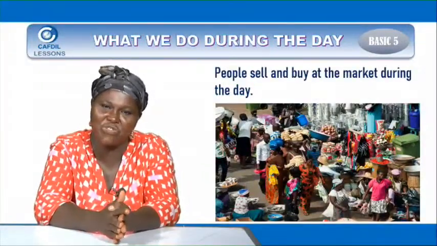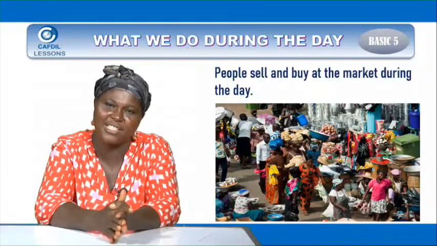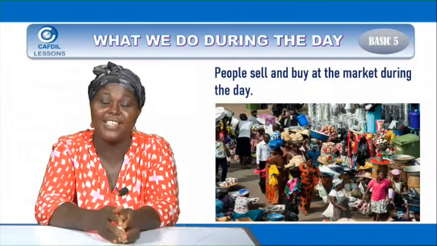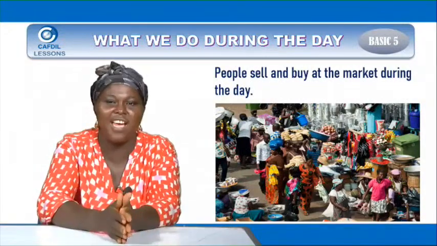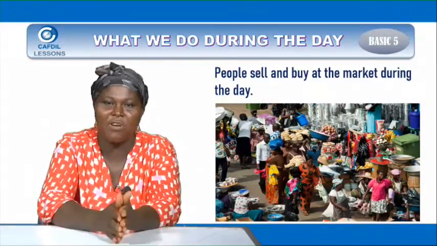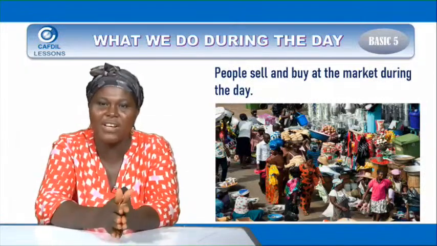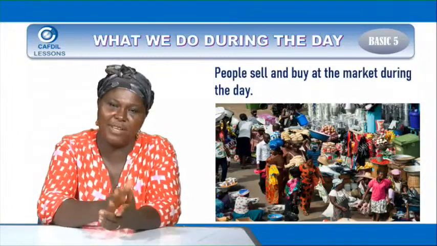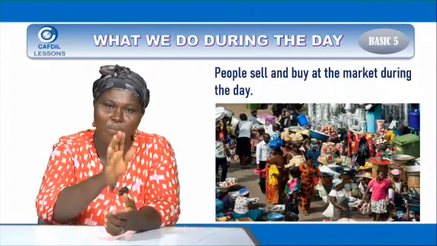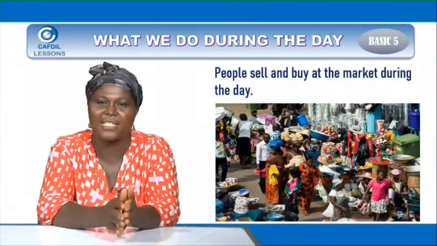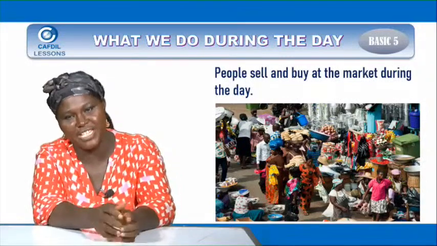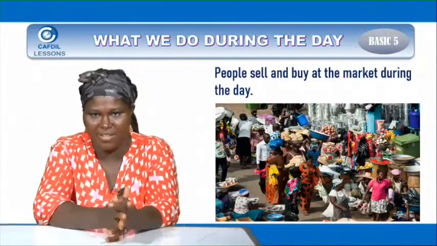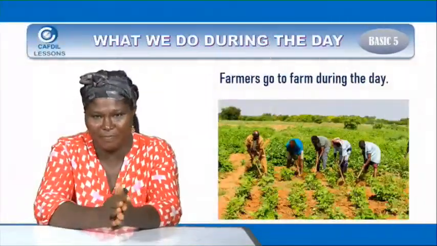What can you see, children? Look at it. This is a market. Now there is bright day. The sun is shining. You can see everything. You can recognize monies. You can recognize anything. So they are selling. So people sell and buy at the market during the day because of the sunlight, and you can see clearly. Let's look at another one.